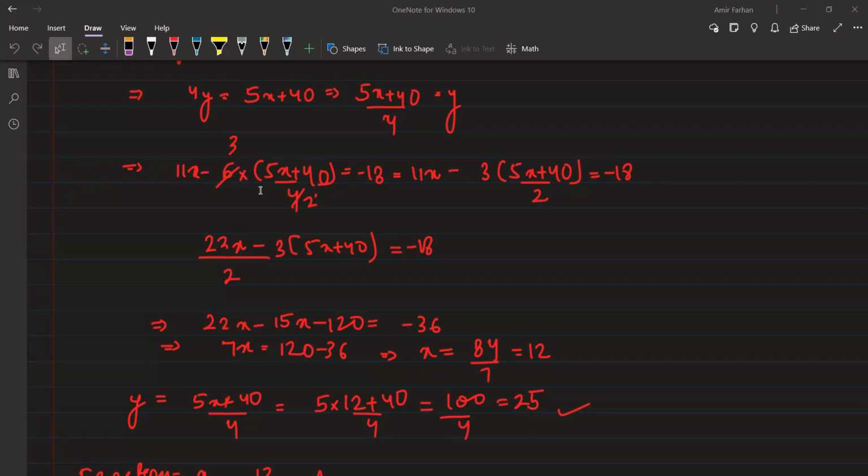Well, is this linear equation in two variables? Yes, sir. Linear equation in two variables. Okay.